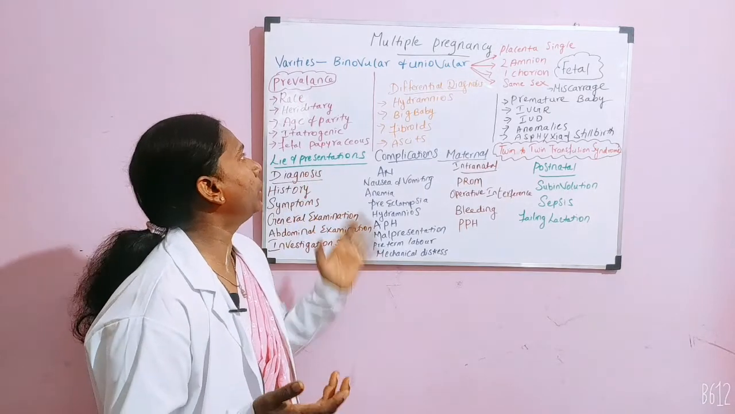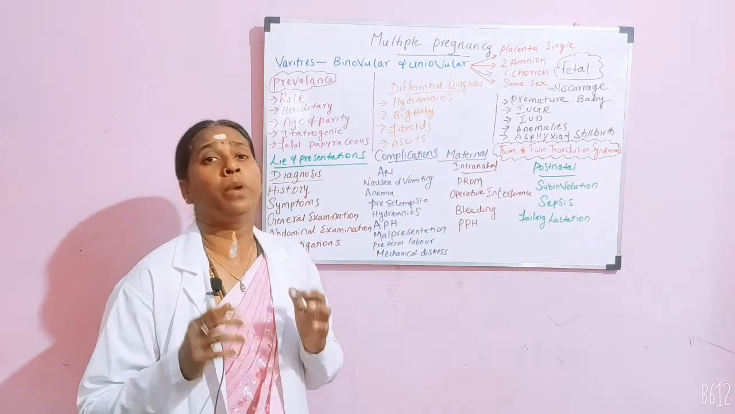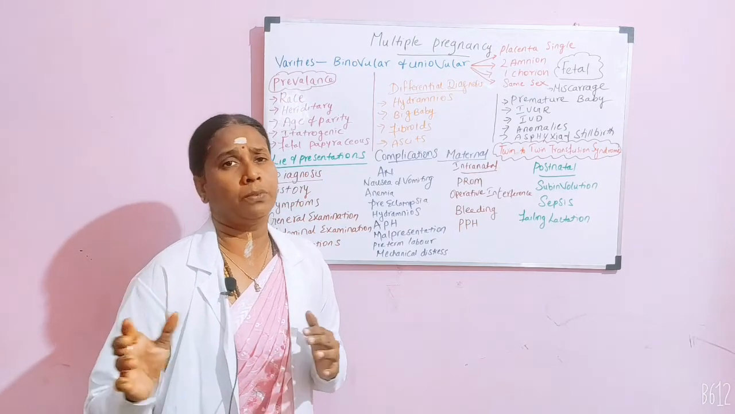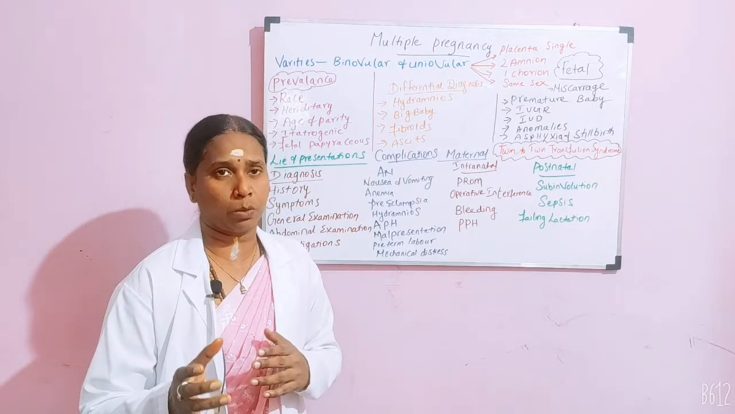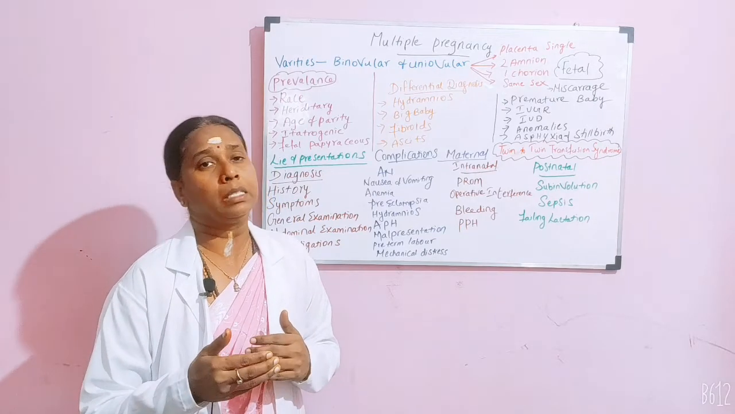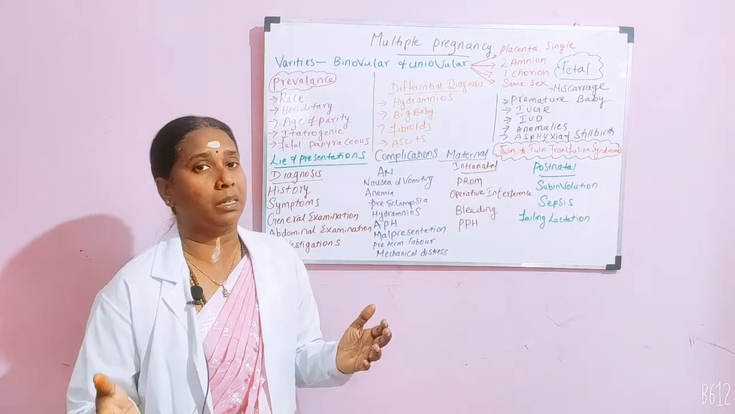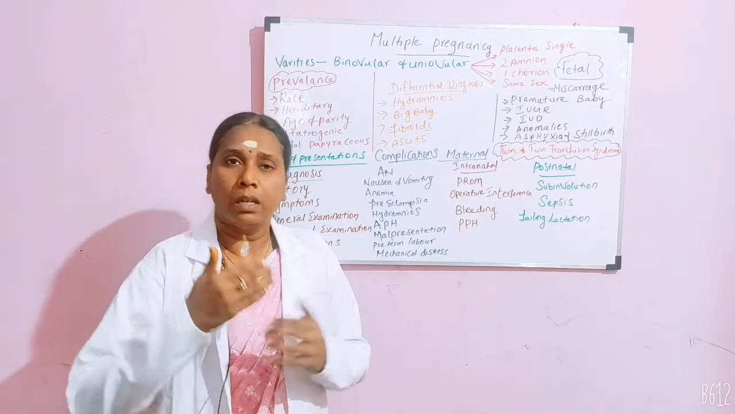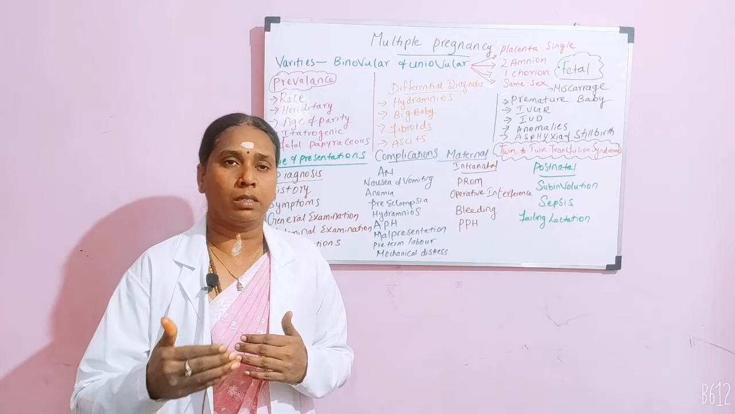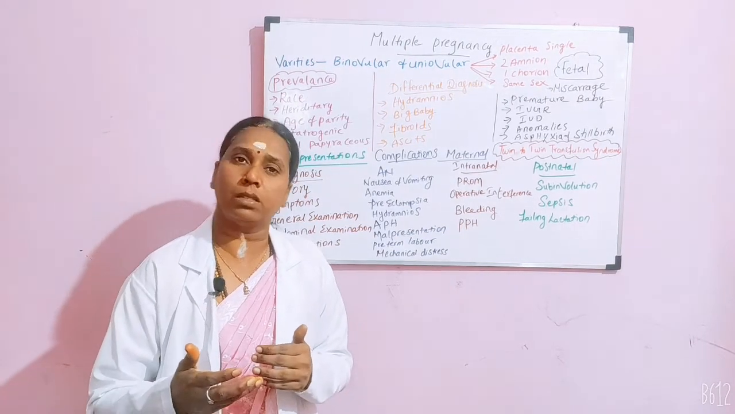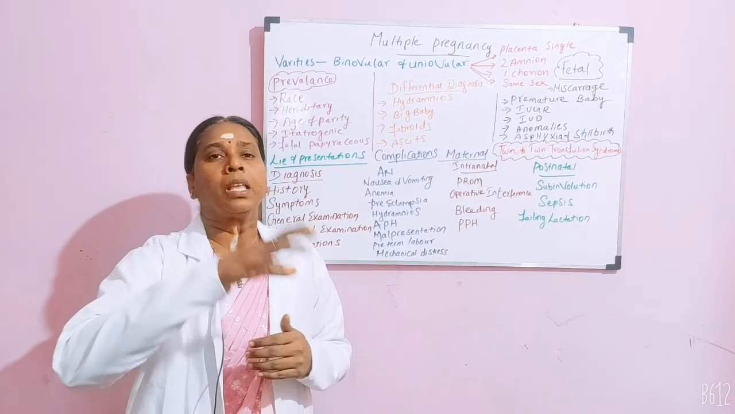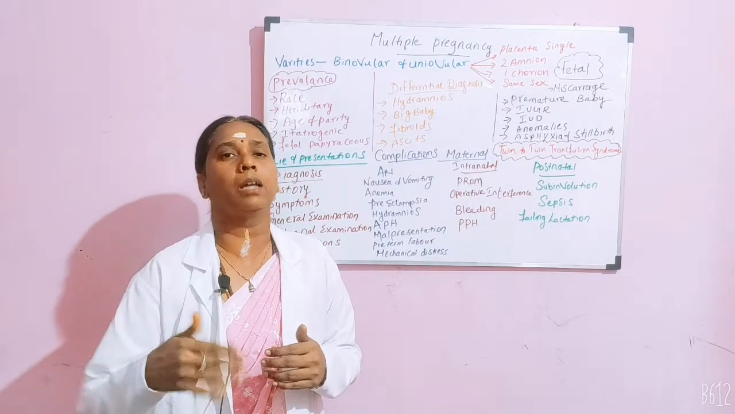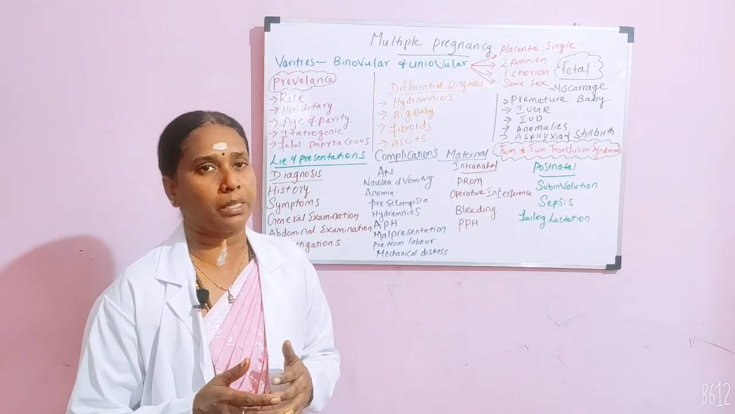Then we come to age and parity. When the age of the mother is above 30 to 35 years, conception during this time carries a lot of risk of twin or multiple pregnancies. And with parity, when the number of pregnancies increases, the chances of having multiple pregnancy also increase. Usually from a fifth pregnancy and above, there are more chances of having multiple pregnancies.